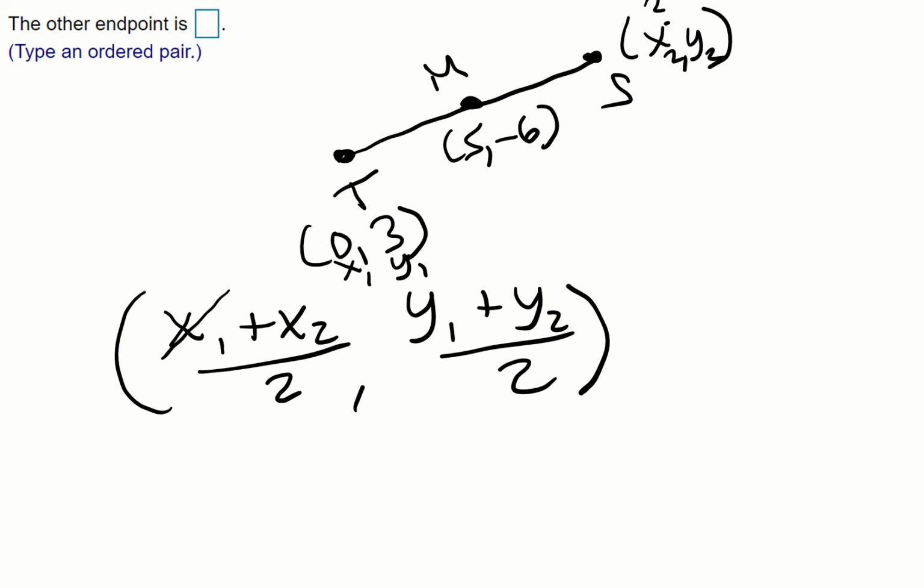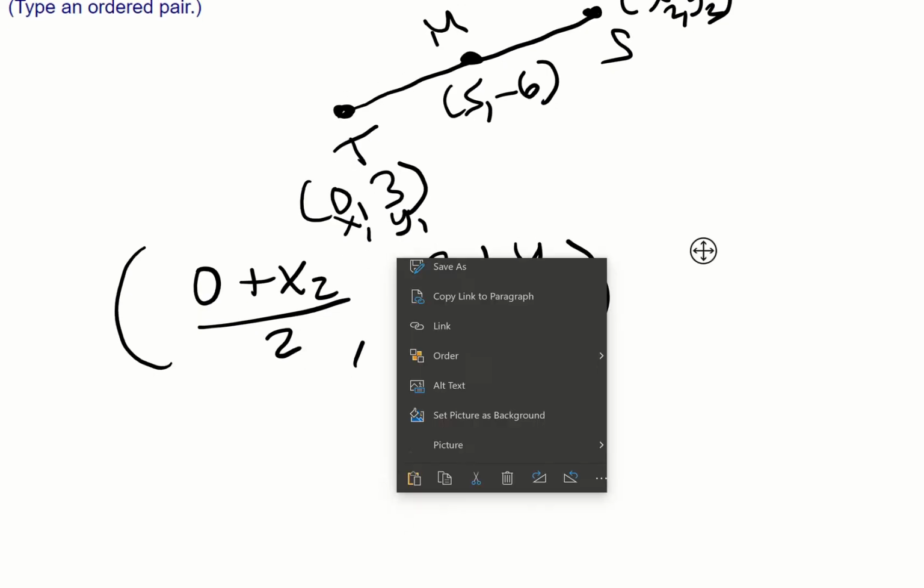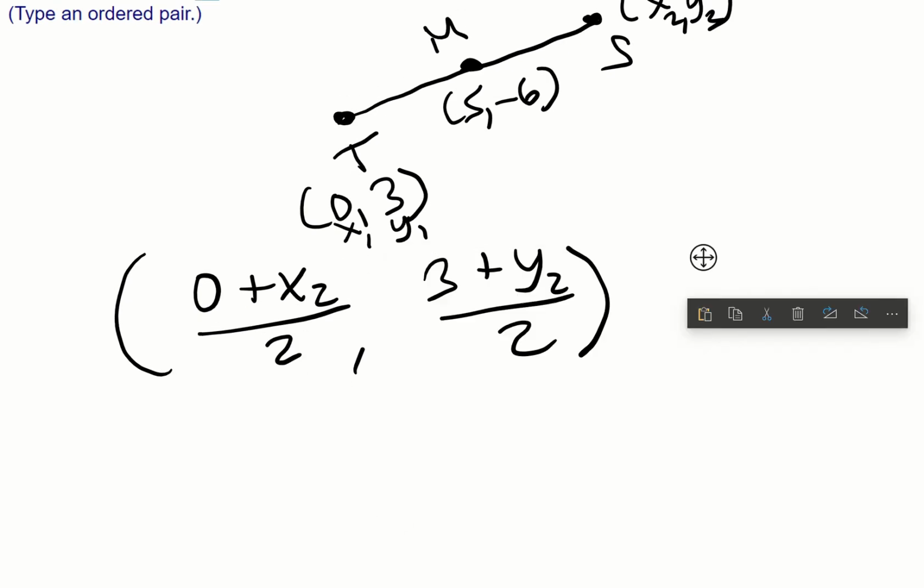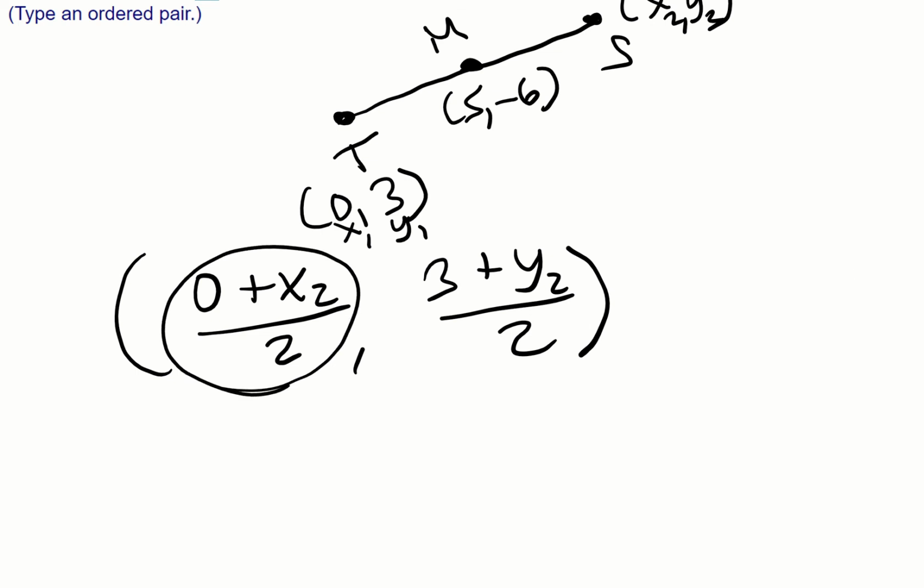So this x1 is now going to be 0. Y1 is now going to be 3. Okay, so let's replace those right now since we know what they are here. So 3 and 0. And so what do we know that this equals? Well, we know that this equals 5, right? Because this is the midpoint formula. It has to equal the midpoint, right? And we know that this is equal to -6.